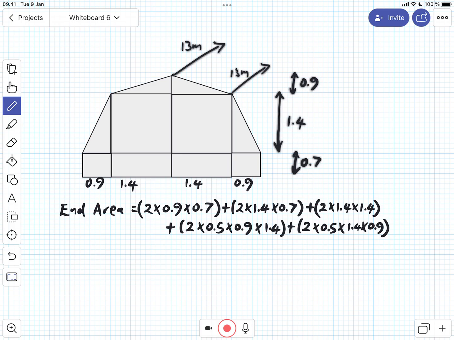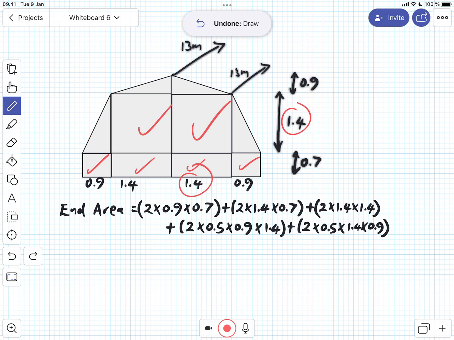So we've got 2 rectangles there that are the same. They're both 0.9 times 0.7. So I've got 2 times 0.9 times 0.7 there. I've got 2 that are 1.4 times 0.7. So I've written 2 times 1.4 times 0.7 there. I've got 2 that are actually squares, 1.4 times 1.4. So that's 2 times 1.4 times 1.4 there.